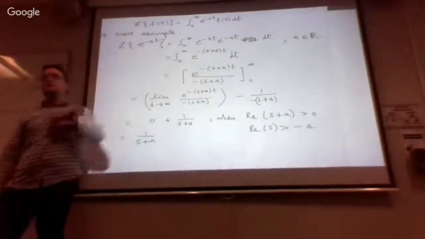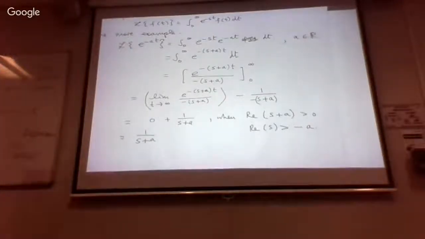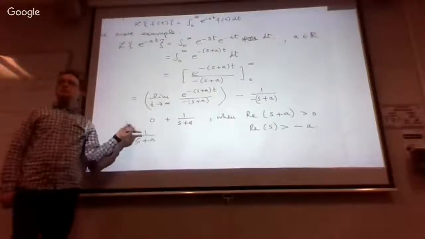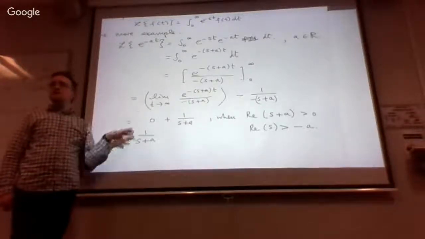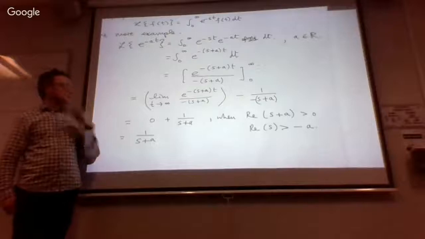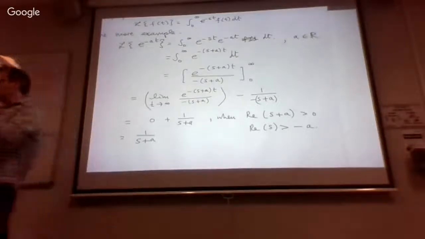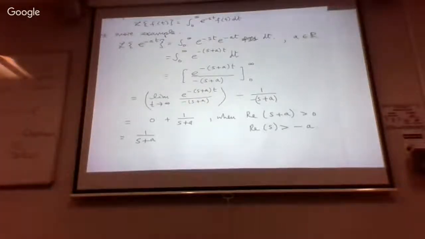then this Laplace transform will exist. So there will exist this new function of s. This is what it will be. It's a kind of simpler function of s. 1 over s plus a. This is what the function will be.